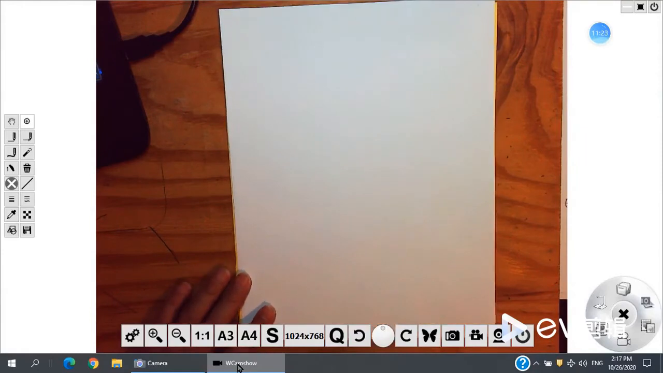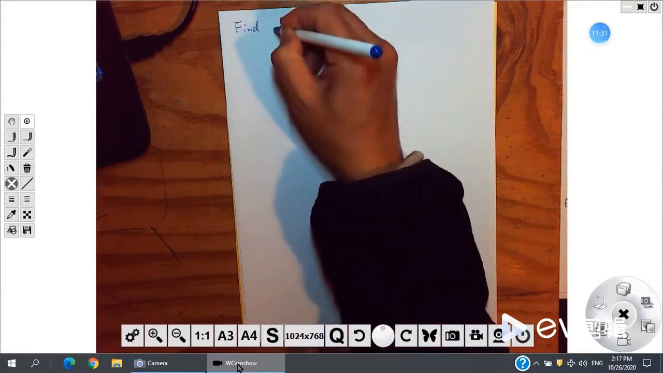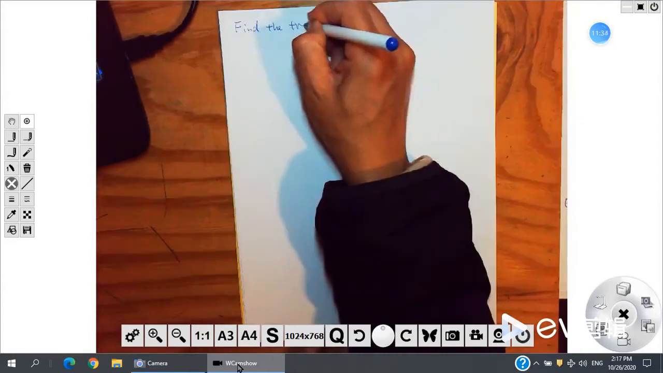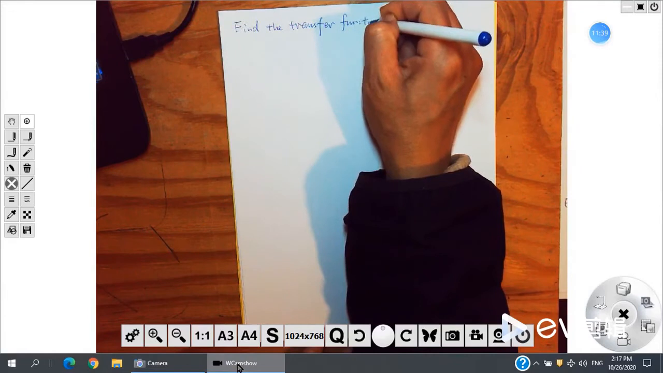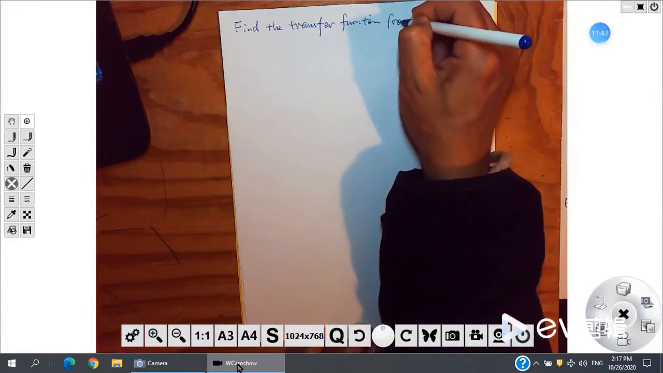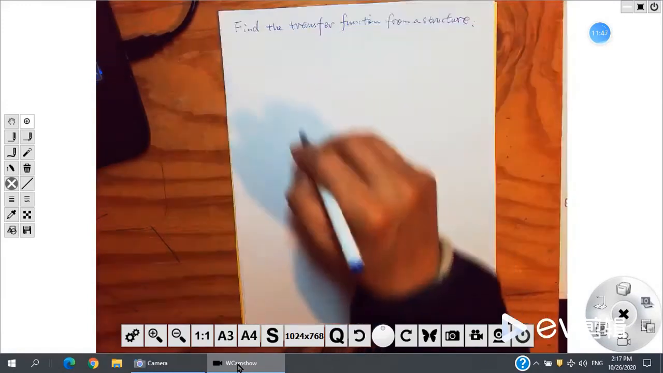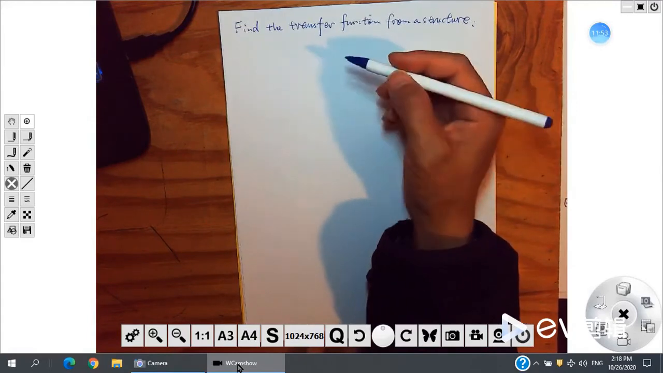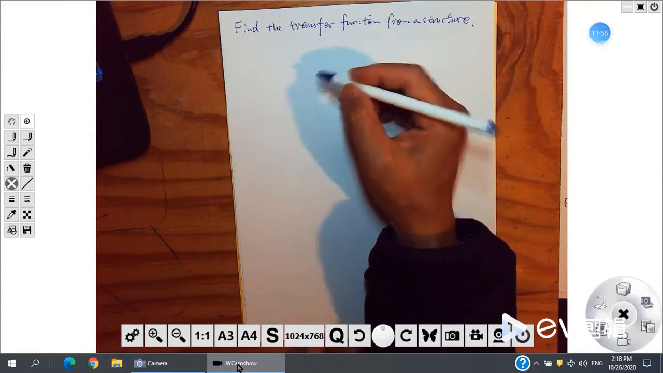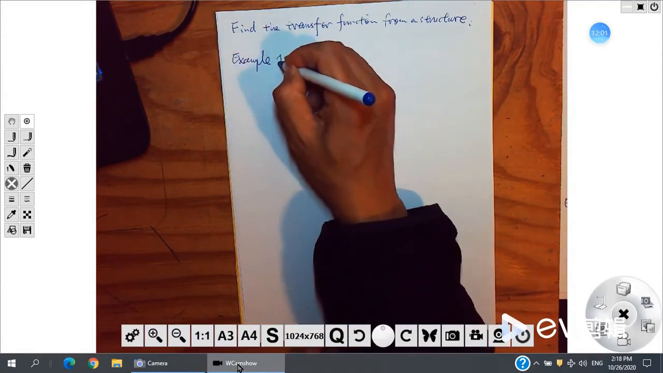And then we have the problem of how to find a transfer function from a structure. Find the transfer function from a structure. You need to go over the graph and list some equations and simplify, right? I still use that one, example 1, continuously.